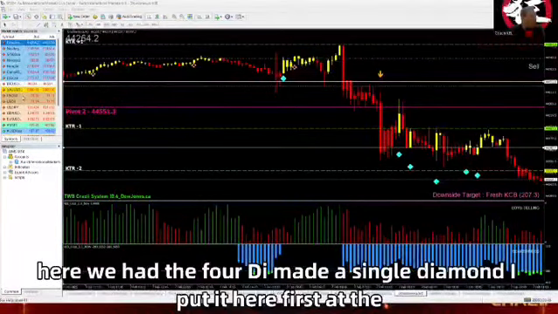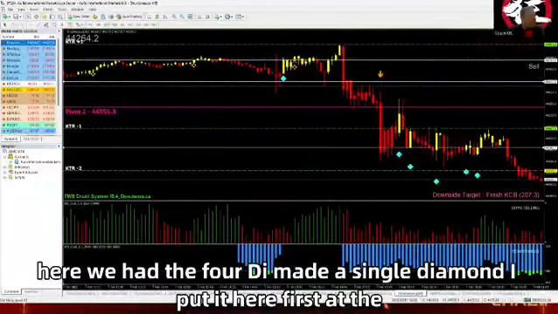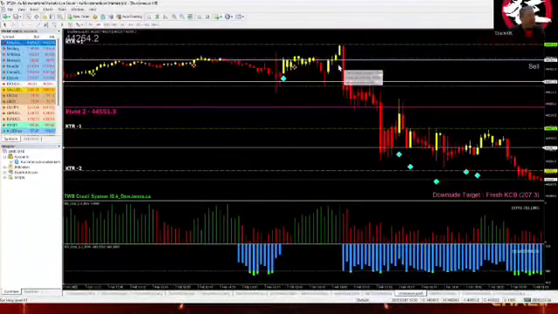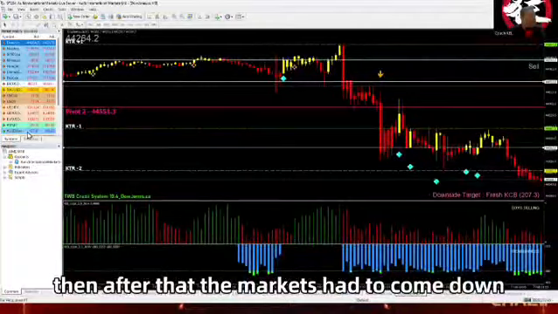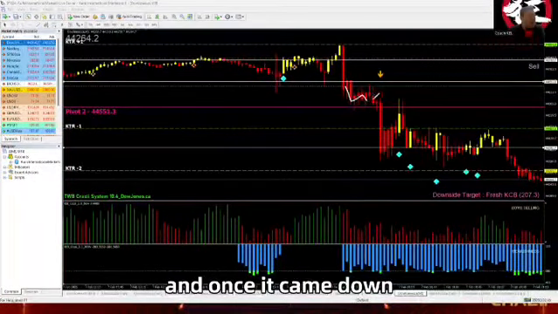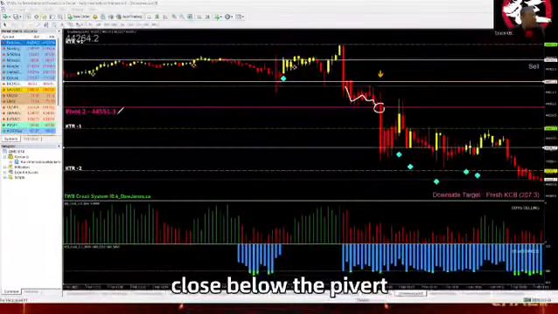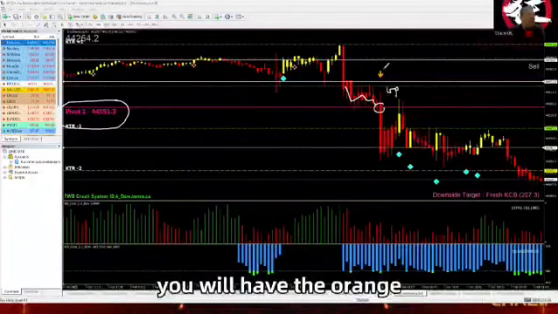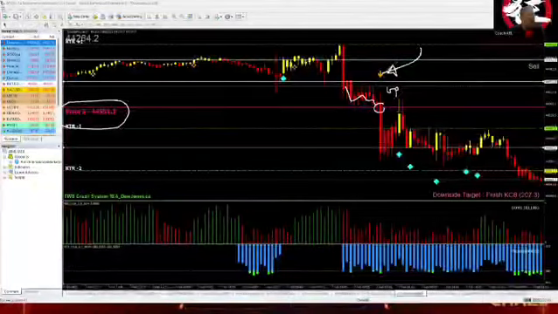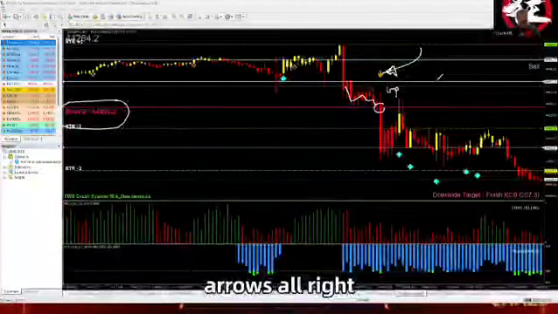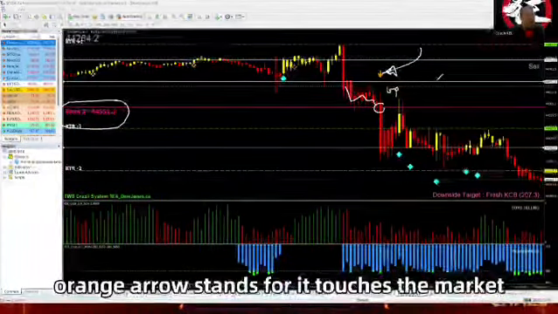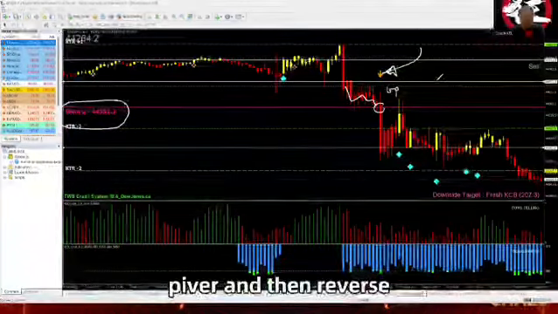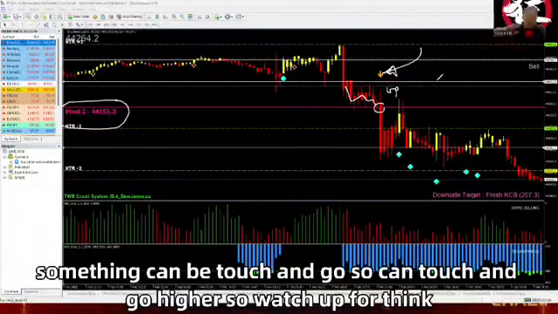Here we have the single diamond. I put it here first as the closing price. Then after that, the market started to come down, and once it came down and closed below pivot 2, below OP, you will have that orange arrow. The orange arrow stands for the market touching the pivot and then reversing. Sometimes it can be touch and go, sometimes it can touch and go up higher. So watch out for that.